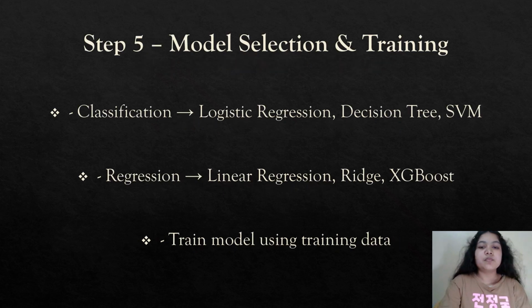The fifth step is model selection and training. Choose an algorithm based on problem type. If it's a classification problem like yes or no, spam or not spam, we can use logistic regression, decision trees, random forest or SVM. If it's a regression problem predicting numbers like house price, we can use linear regression, ridge, lasso or XGBoost. Then train the model using training data. Training means the model learns patterns and relationships between input and output.